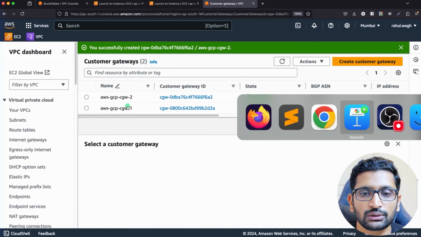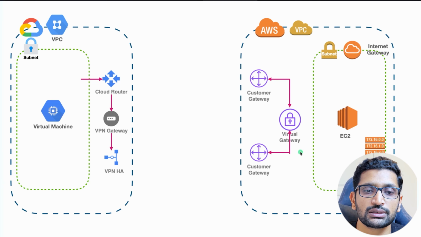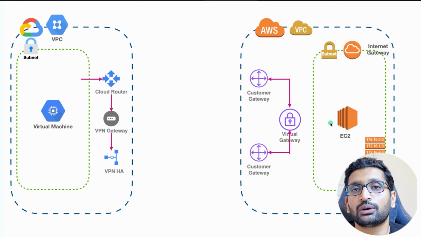So let's take a look at the diagram once again. This is the setup which we have achieved so far. The next thing is we need to create a virtual private gateway on AWS so that this customer gateway can connect to that virtual private gateway. And this virtual private gateway will eventually connect to our subnet.